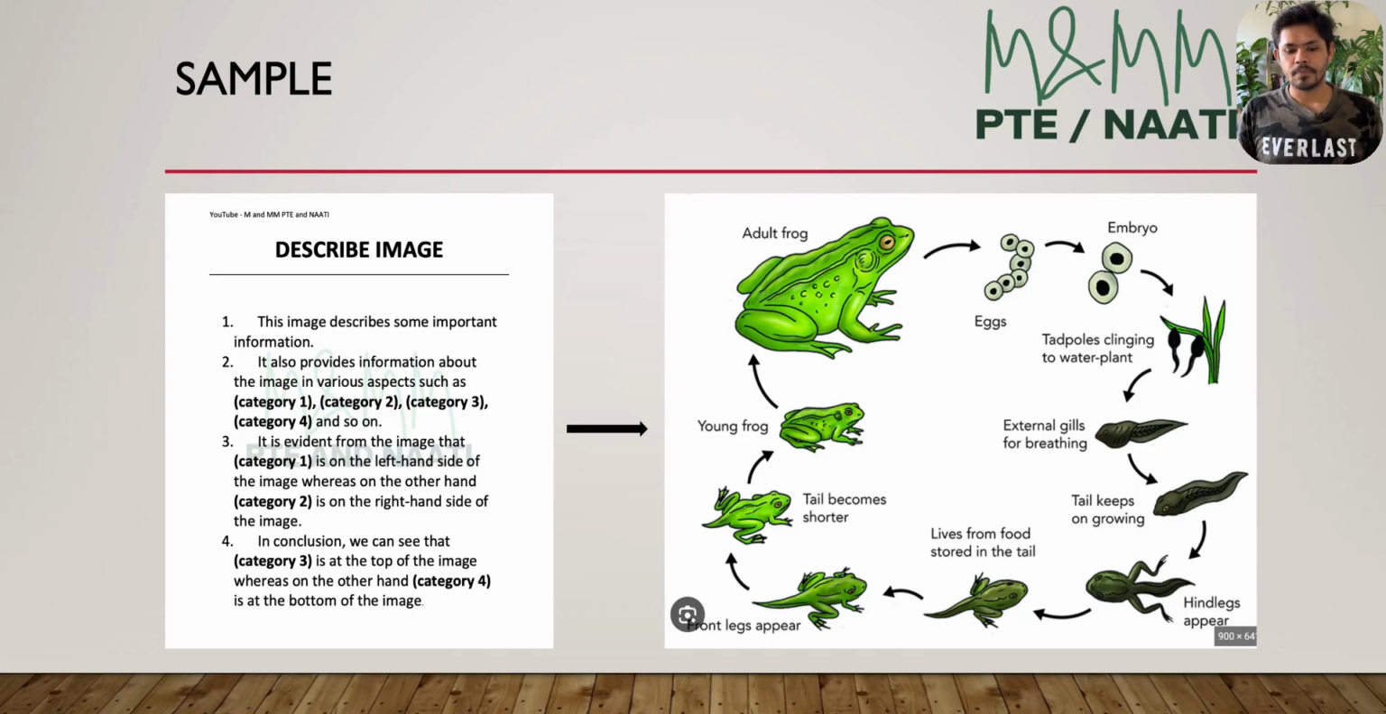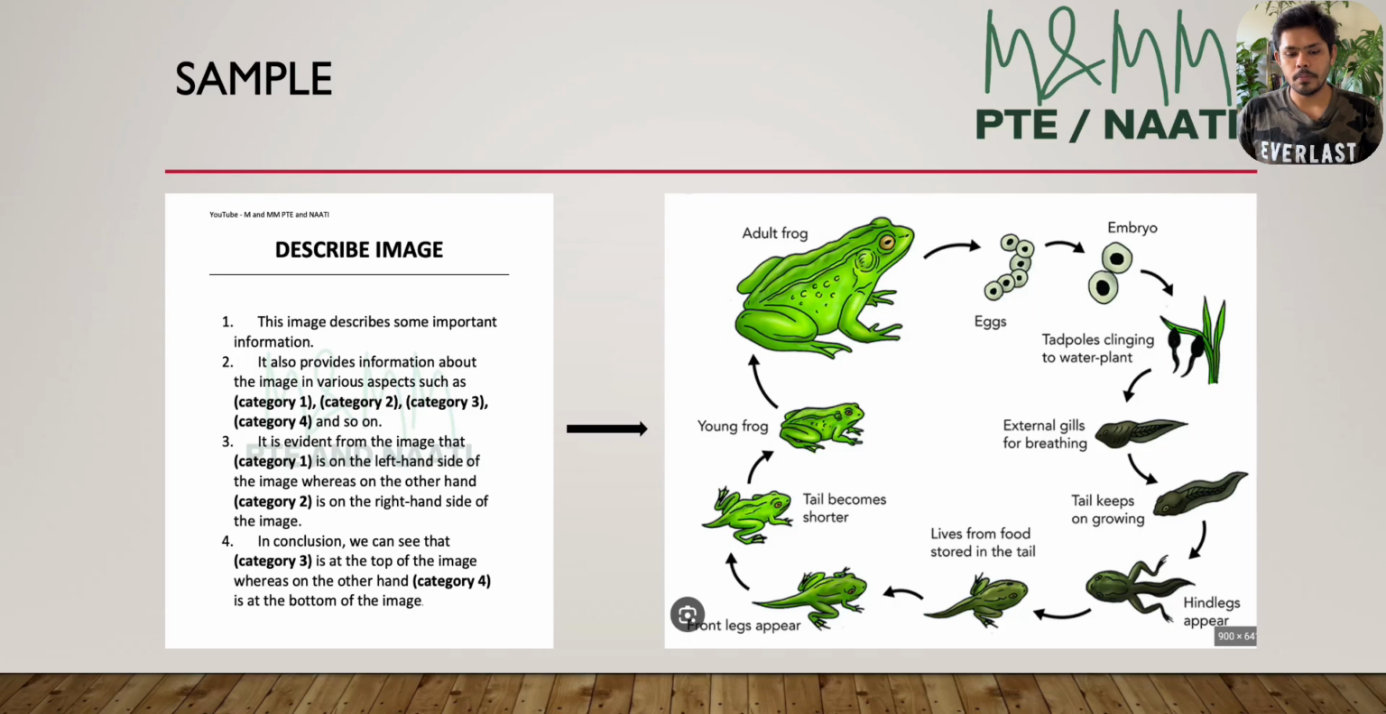The next line. In conclusion, we can see that light green is at the top of the image, whereas on the other hand, dark green is at the bottom of the image. Again, what if light green is not at the top? Nobody cares. Fluency? Yes, they care about it. So I hope I've made it very easy. Now let us speak the entire template in one go and see how to do it.